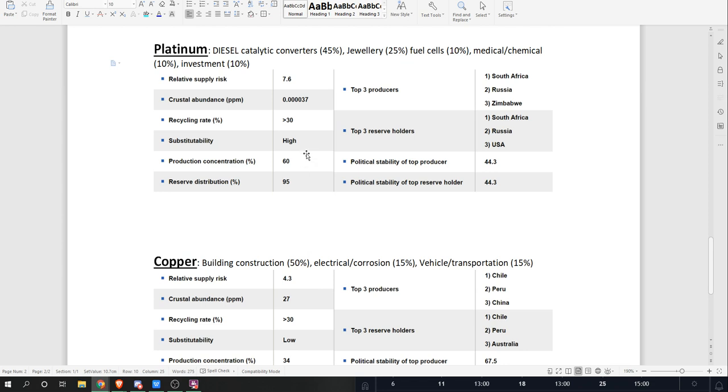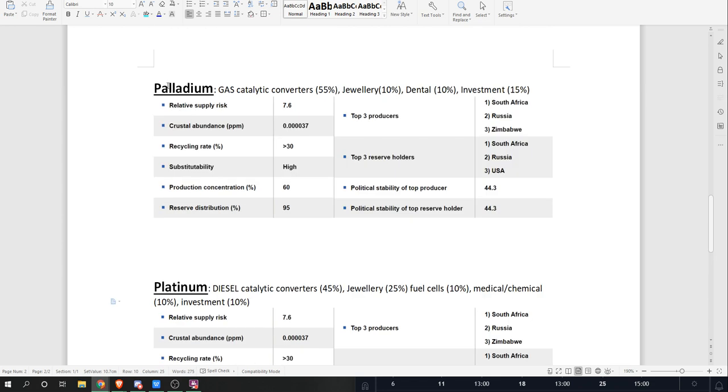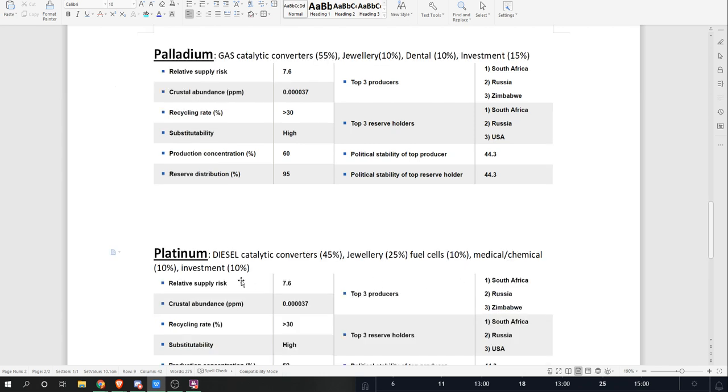So now that we have an understanding of what platinum and palladium are used for, mainly in catalytic converters, palladium is in gas catalytic converters, whereas platinum is in diesel catalytic converters. Those are going to be the two differences. And then platinum is also a little bit used as jewelry, whereas palladium is not really used as jewelry. So those are going to be the differences. And that's your overall top kind of analysis of these two metals.